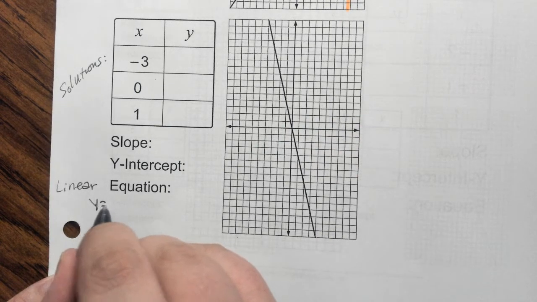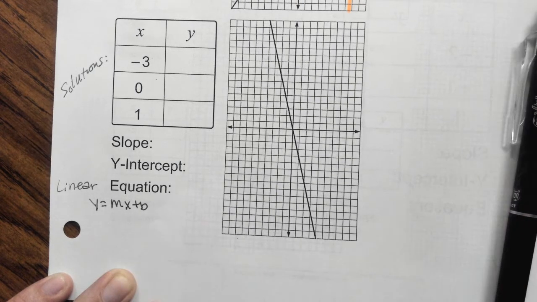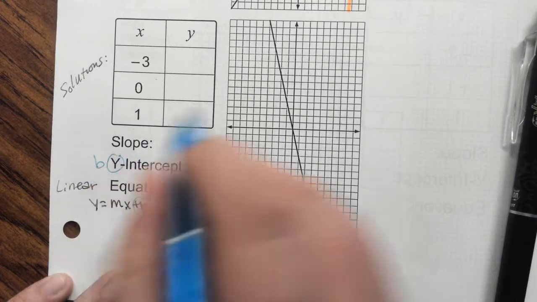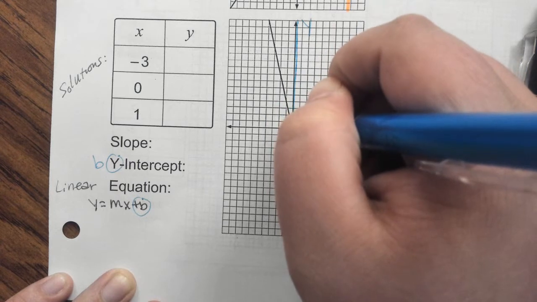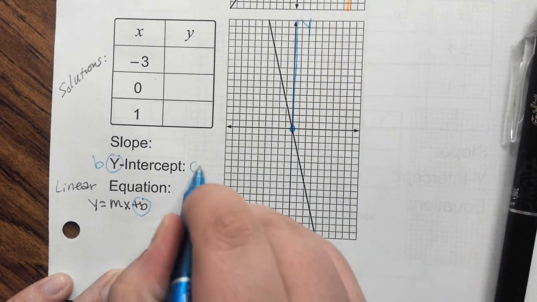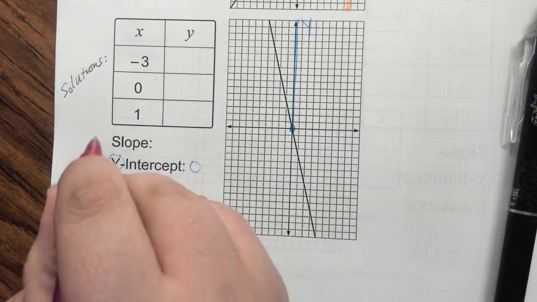Linear equations in 8th grade look like y equals mx plus b. I need to find m and b. B is the y-intercept, so we trace the y-axis until we're on the line, which is right here. The y value there is 0. Now I'm ready to find the slope, or m.